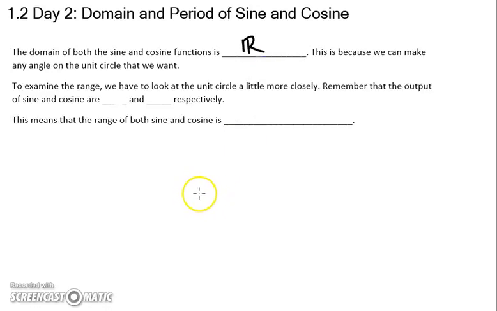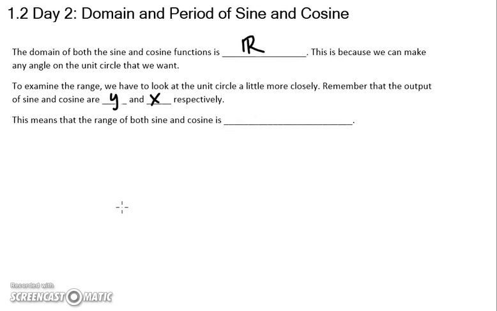Now, if we want to look at the range, we have to think about sine and cosine as functions. Remember that the output of our sine and cosine functions are going to be y and x respectively. So we put an angle into cosine and we get the x value of a point on the unit circle out. So we don't want to think about the points on the unit circle as x and y's, but we want to think of them as the output of cosine and sine.